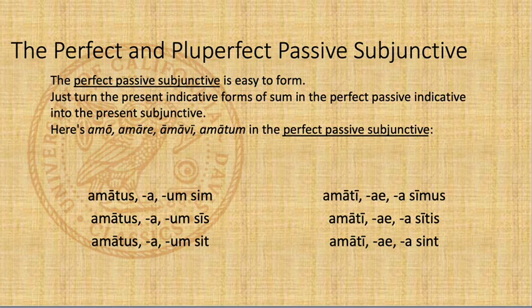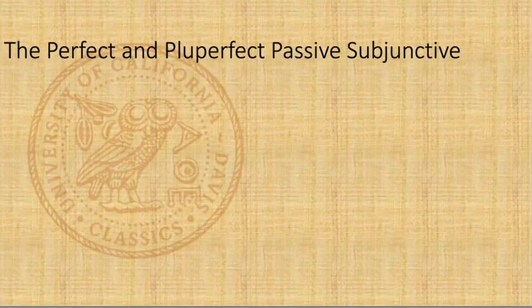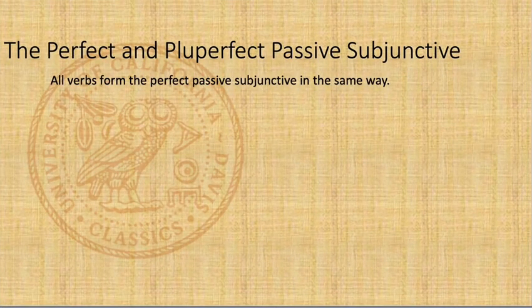That's because the correct translation into English from a Latin subjunctive depends on the context. There is no one set translation for the subjunctive. You only know how to translate a subjunctive when you actually see it in context. All verbs form the perfect passive subjunctive in the same way.